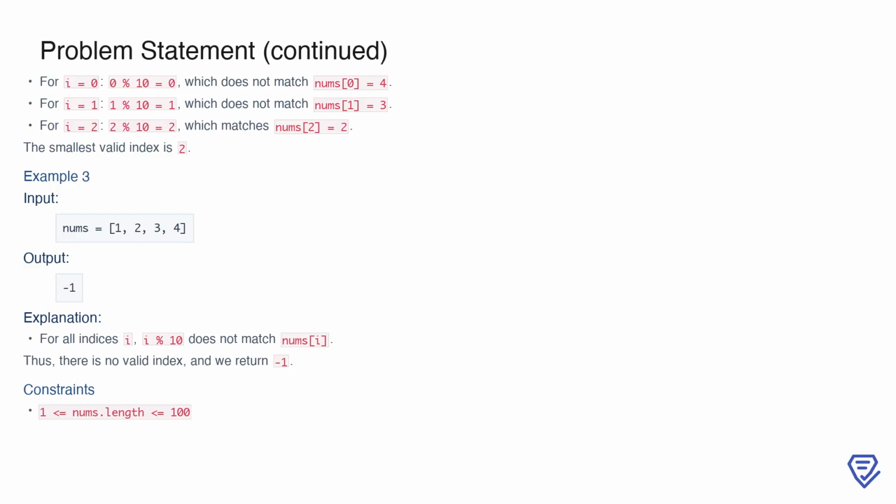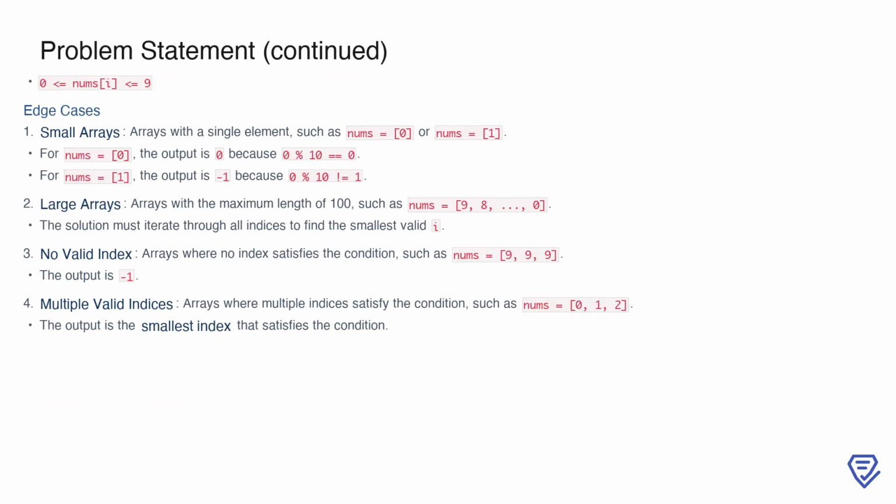In the third example, the input array is nums equals [1, 2, 3, 4]. Here, no index satisfies the condition. For all indices, the value of i % 10 does not match the corresponding nums[i]. As a result, we return -1. The constraints for this problem are as follows. The length of the array nums is between 1 and 100, and each element in the array is between 0 and 9. Let's also consider edge cases.